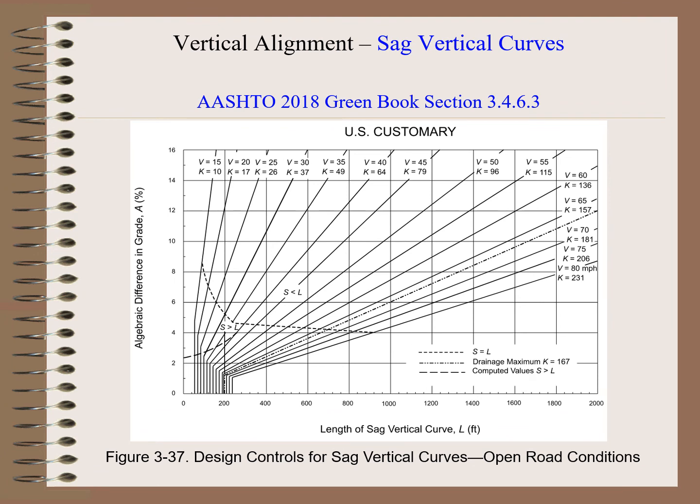Just like with crest curves, sag curves have a figure 337, design controls for sag vertical curves in an open road condition. Typically, the designer knows the algebraic difference of the curve, so you would plot your algebraic difference over to your design speed, and then from your design speed you'll drop straight down to calculate your length of sag vertical curve.